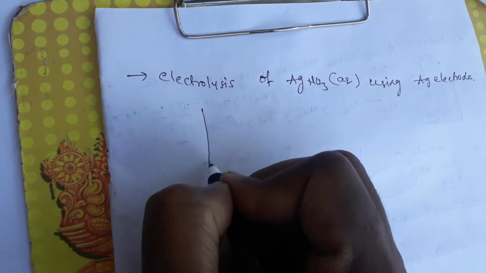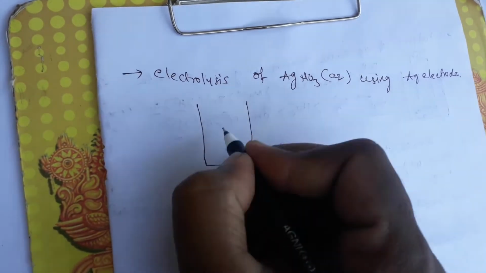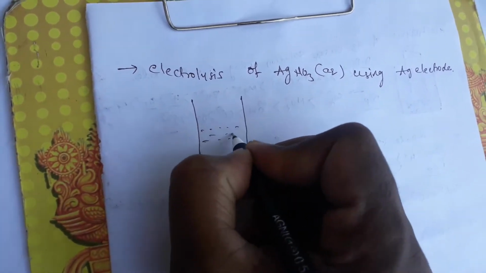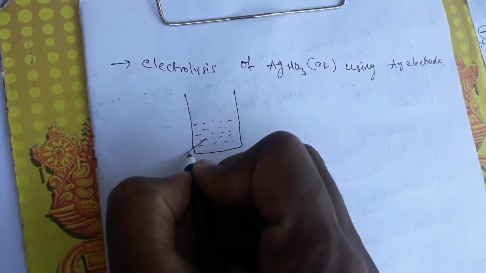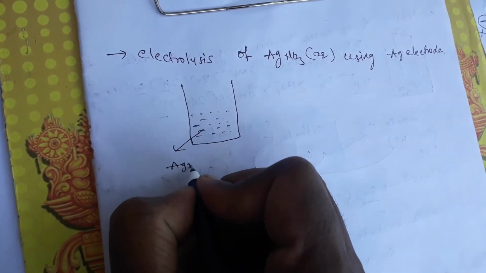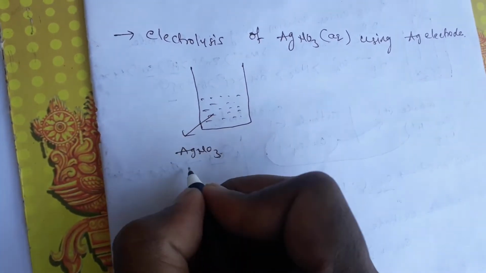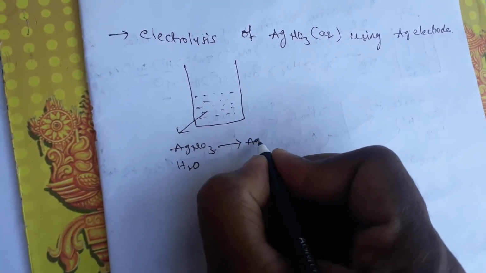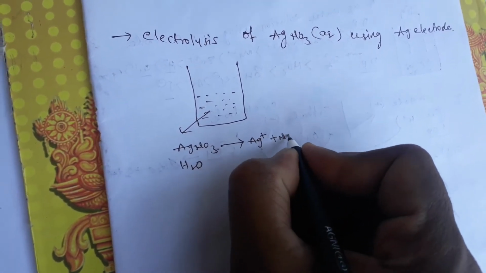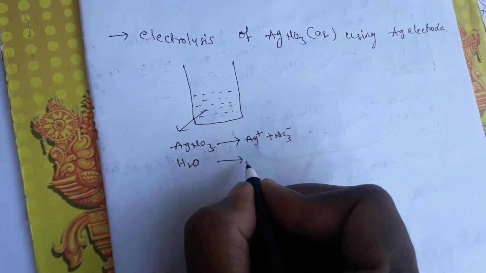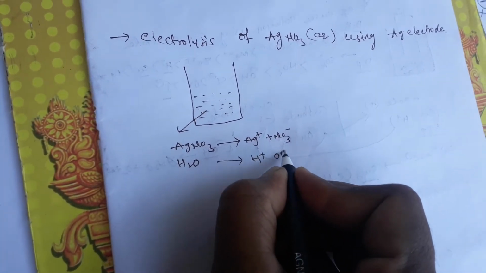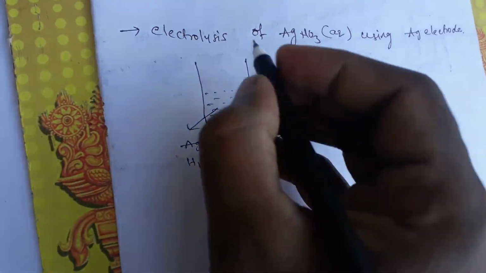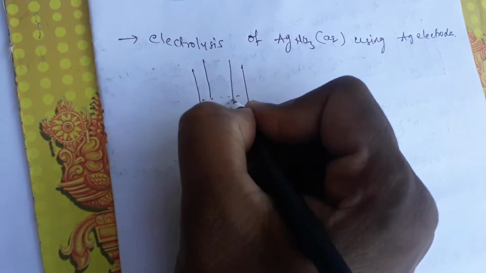So again you take the beaker, in that you fill with the silver nitrate solution, aqueous solution. So this contains the silver nitrate aqueous. I am telling the aqueous, that means water also present, and silver nitrate salt is going to break into Ag plus, NO3 minus, and H plus and OH minus. So this is happening, and the electrodes are here.